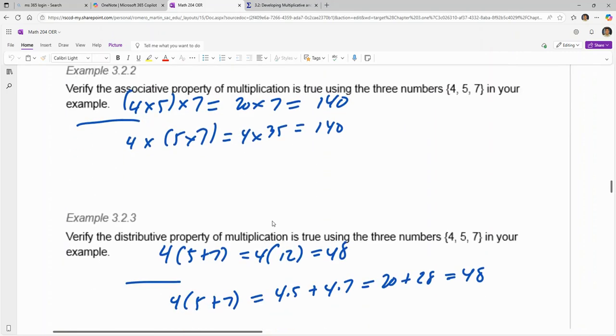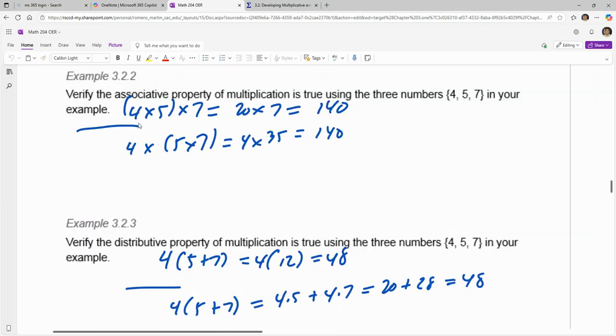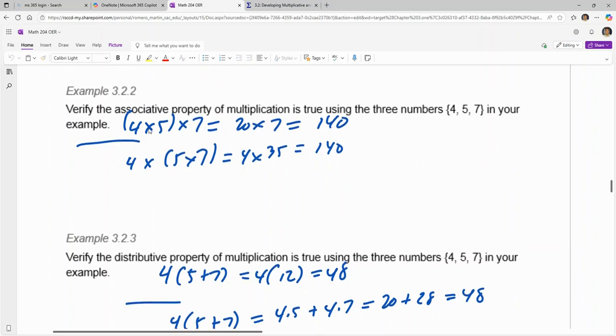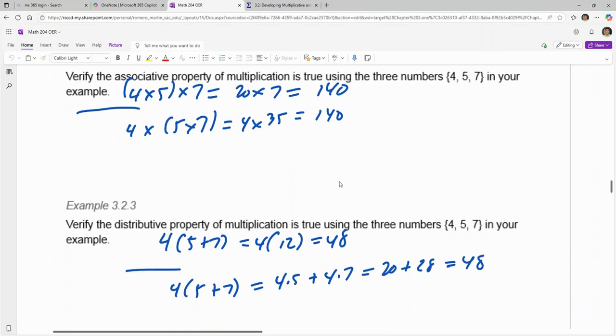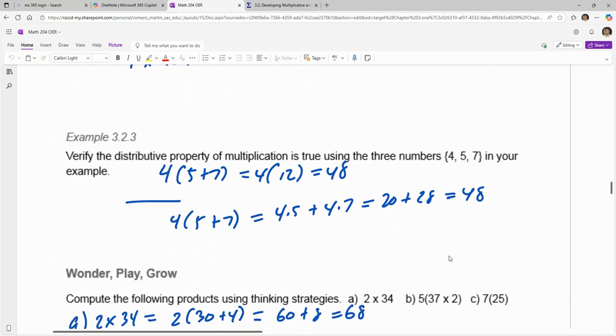Moving to the next two examples, and then we'll see from here where we go. Verify the associative property for these numbers. Here is showing that the associative property works. You could change the order of multiplying and get the same answer. Verify the distributive property works, and you get the same answer, right? When we look at how we add 5 plus 7, 4 times 12 is 48, or do 4 times 5, 4 times 7, and you still get the same answer.